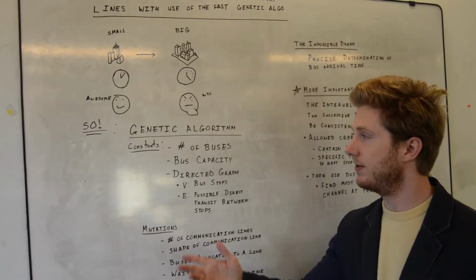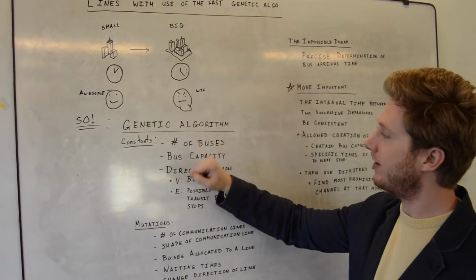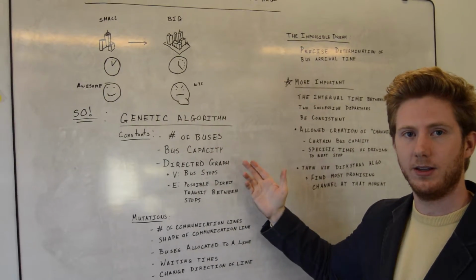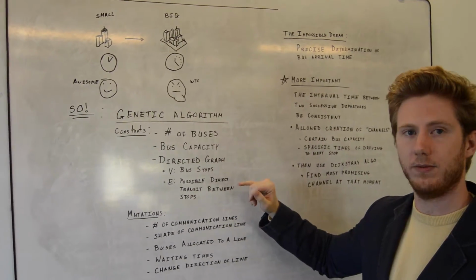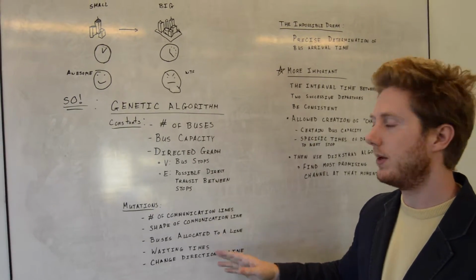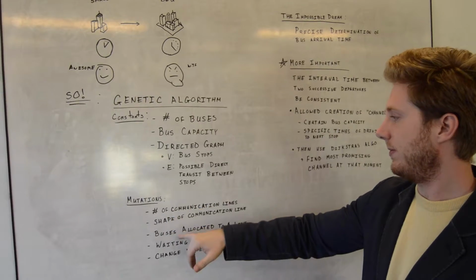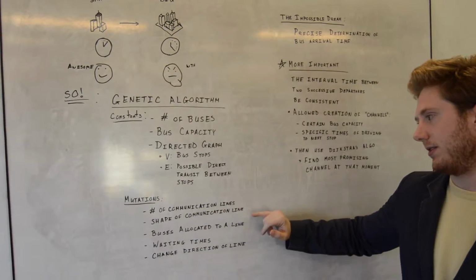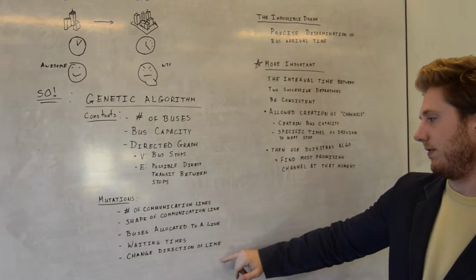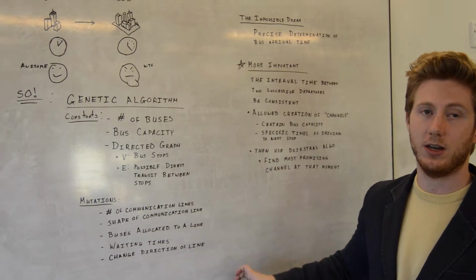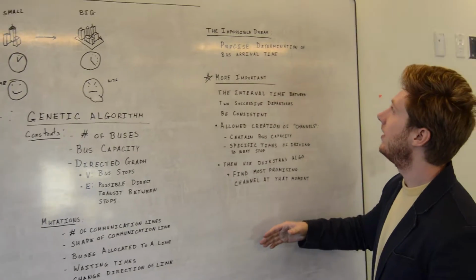They were NP hard. To do that, we used a genetic algorithm, which has 3 constants: the number of buses, the bus capacity, and a directed graph that has the vertices of the bus stops and edges of possible stops from each stop. Then there's mutations, which are small changes. The number of communications lines, the shape of them, the direction of them, the buses located to each line, and the waiting times at each stop for that line.